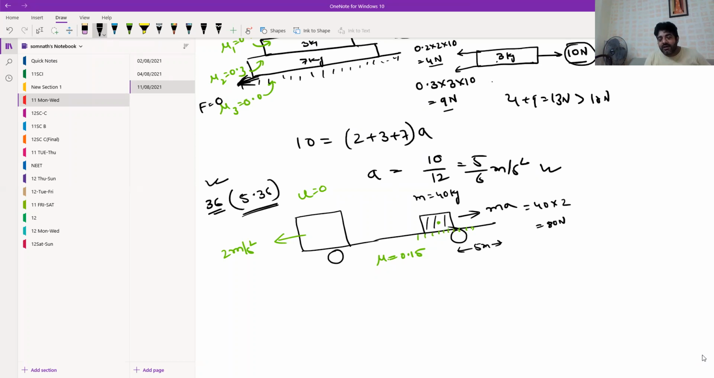And as the tendency of moving this block is this side, my frictional force applies in this direction. What is the value? Mu mg. So 0.15, mass is 40 kg, g is 10, if I take, that is 60 Newton. Yes or no?